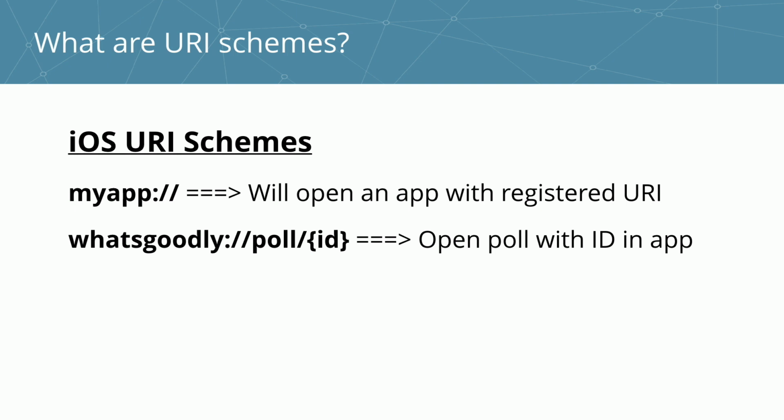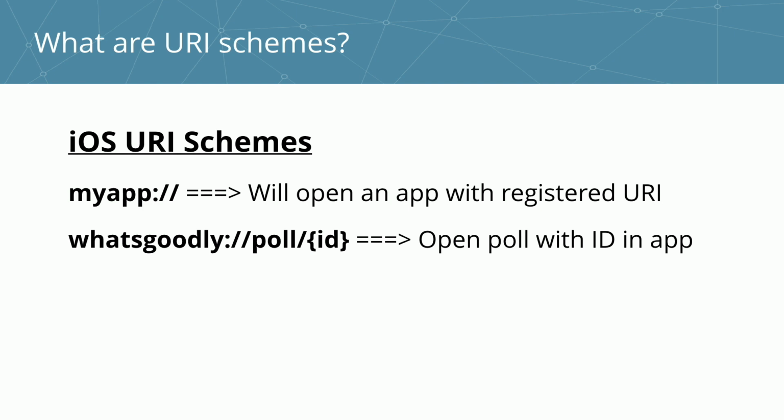In iOS, this is the same. They have the same type of guidelines. They reserve things like HTTPS for Safari, and URI schemes like mailto for their mail application, but they also allow you to register your own URI schemes for your own applications. For example, if you registered an application with the URI scheme myapp, then any URL that was clicked with myapp as the URI scheme would open up your app.